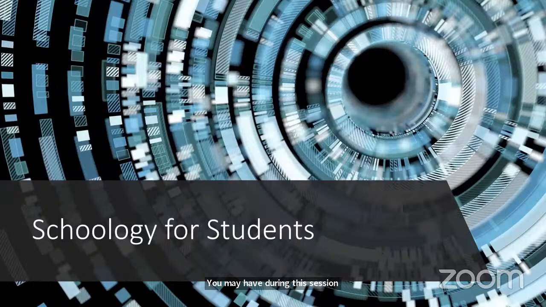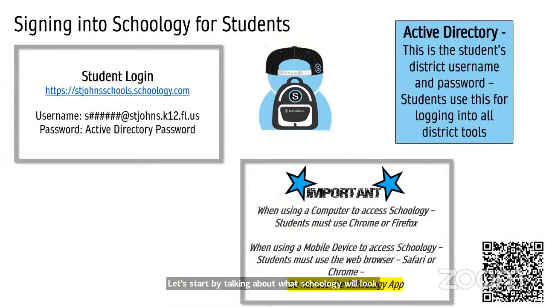Let's start by talking about what Schoology will look like for your child. The first thing you need to know is how your child will log into Schoology. Students use their Active Directory information. You will hear that phrase, Active Directory, many times tonight. What that means is the username and password provided to students by the district. You and your child may know this as their S number and password.